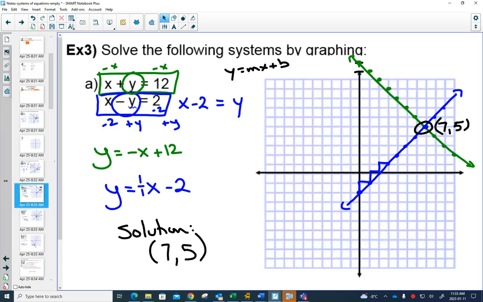Negative x, so the green equation, it's like having negative 1 over 1 x plus 12. So I still go down 1 over 1, down 1 over 1, but now I'm going downhill because my slope is negative. My slope is still a 1, but now it's negative 1, so that means it's going down 1 over 1, down 1 over 1, or over 1 to the left, up 1 over 1 to the left. I guess I could say up 1, back 1, up 1, back. The y-intercept would be positive 12, which is way up there.